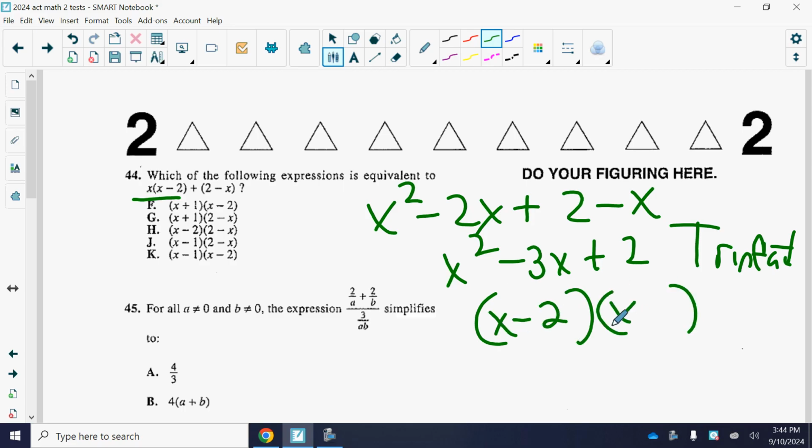I'm expert math teacher at factoring. It's x minus 2, x minus 1. But trin fact would have done it for you. You just hit 1, negative 3, and 2. And I think the answer is K.